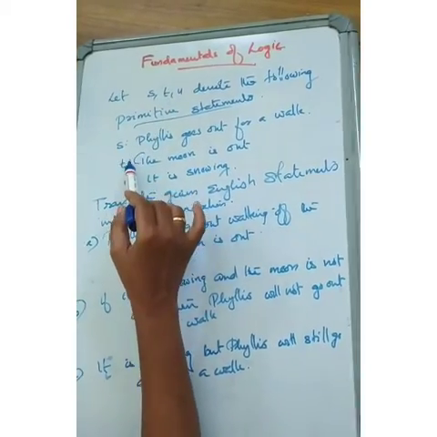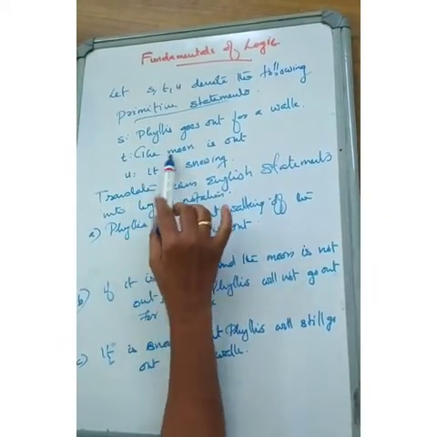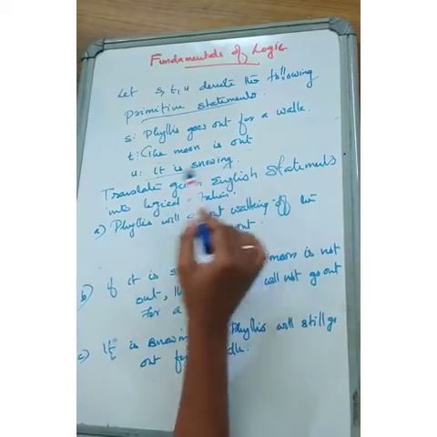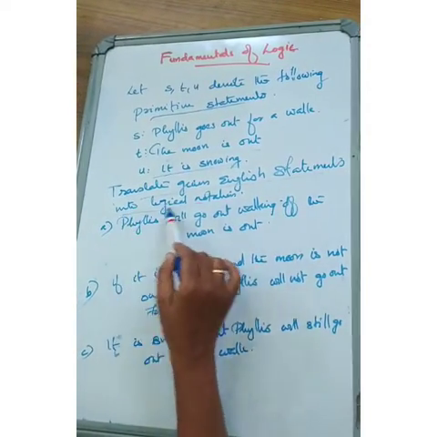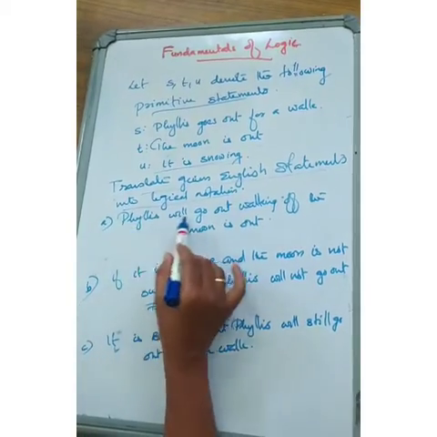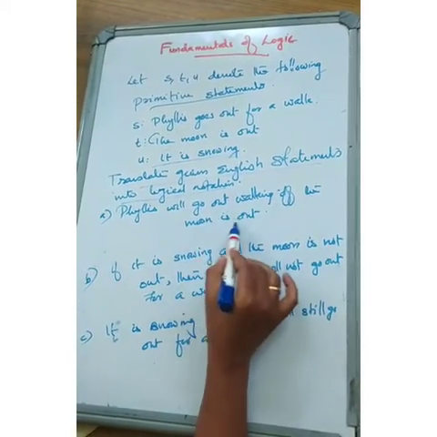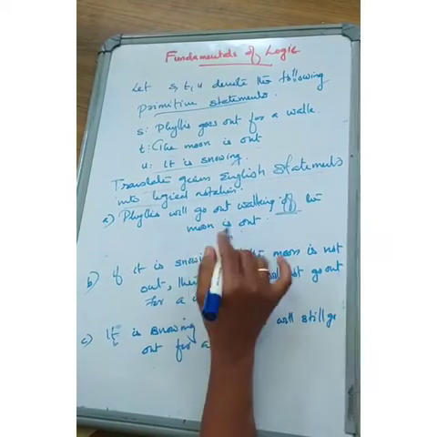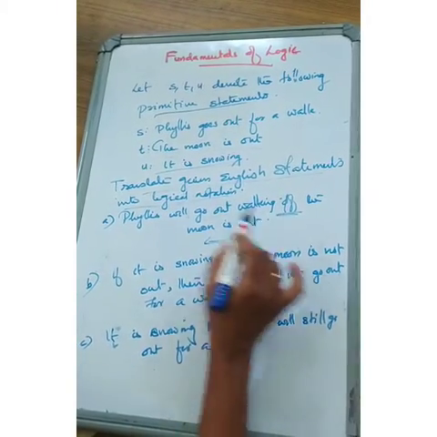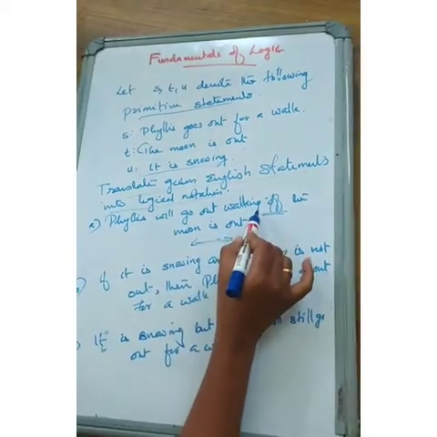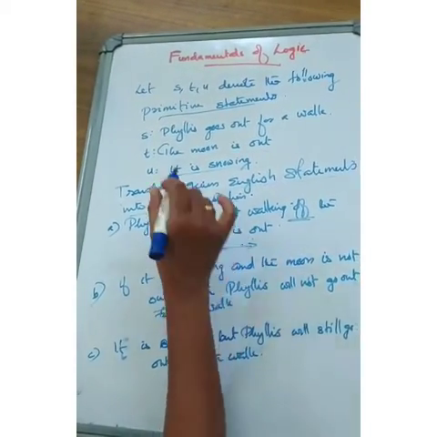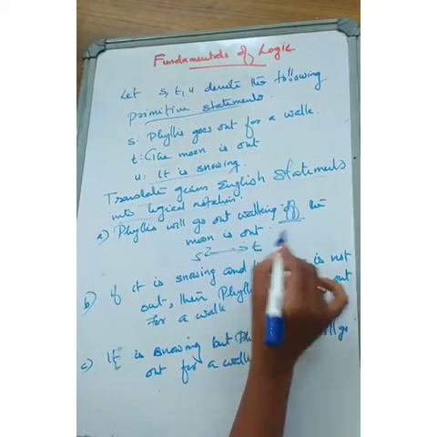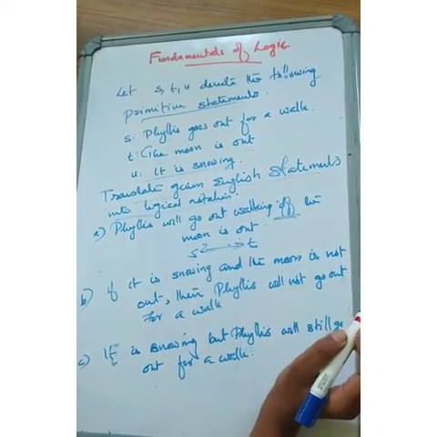S, T, U are given as Phyllis goes out for a walk, T is the moon is out, and U is it is snowing. Translate the English statement into logical notations. Phyllis will go out for a walk if and only if the moon is out. If and only if shows that there is a biconditional statement. Phyllis will go out is S, the moon is out is T. S implies and implied by T.